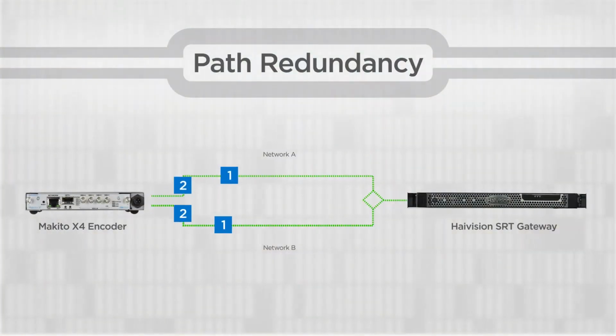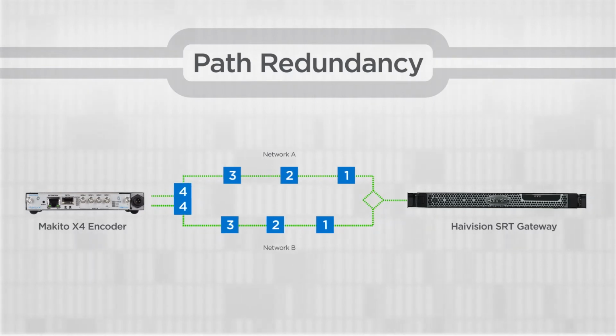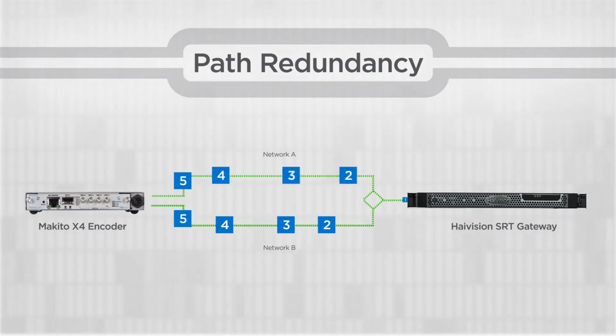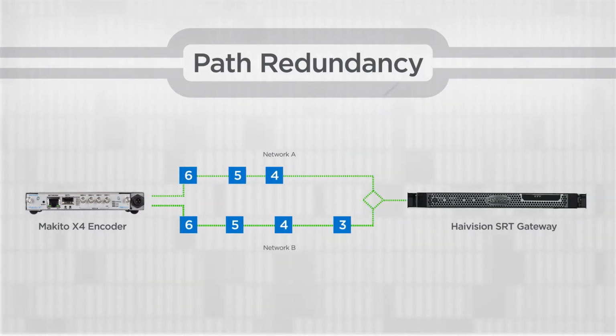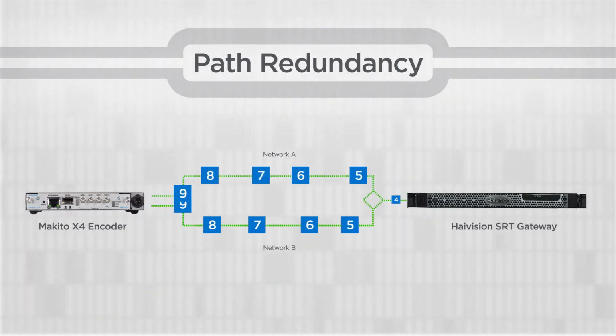Path Redundancy works by sending the same content over two or more network paths. The receiver picks the first packet to arrive from either path. If a packet gets lost or is delayed, Path Redundancy can seamlessly switch to another network to ensure that all packets are received in time.